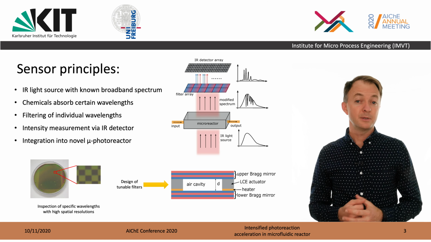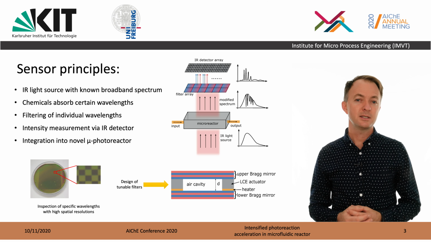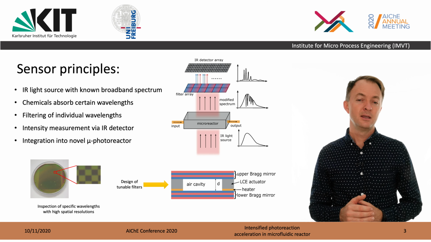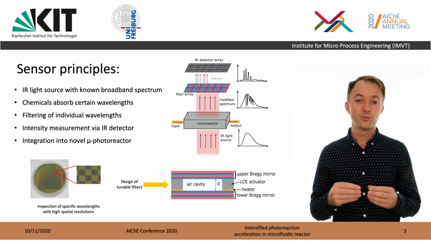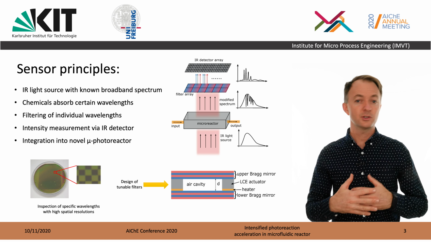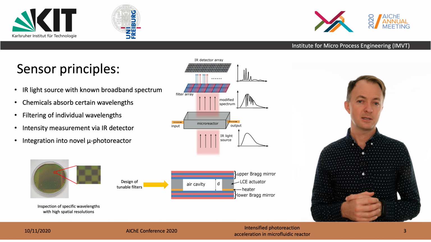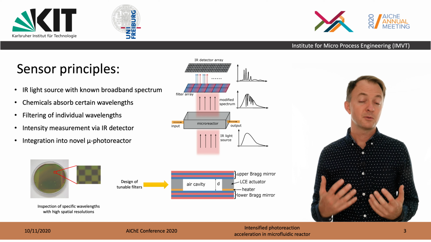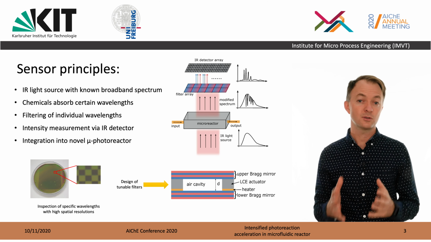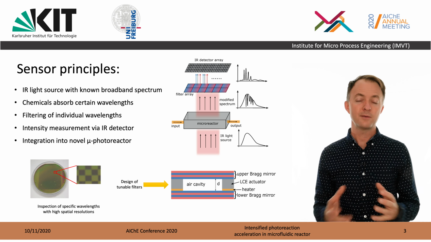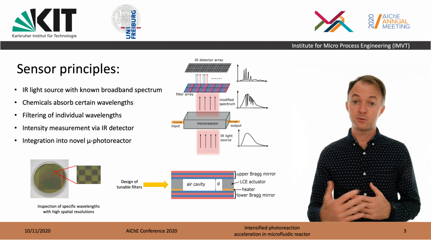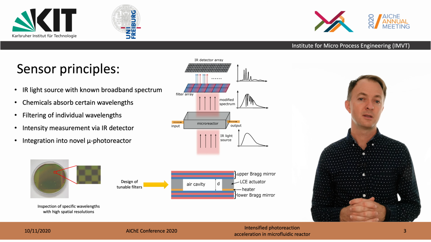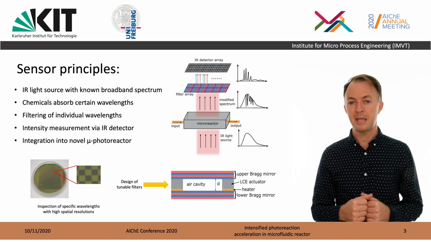A very important element of the concept that we are presenting is the in situ sensor. The way that this works is quite elegant. Firstly, we illuminate a small region of our reaction mixture with broad band, that means broad spectrum, infrared light. This light passes through the reaction mixture, and depending on the chemical species that are present, some of those will absorb particular regions of that broad spectrum of IR wavelengths. That means that the spectrum of the light that is present on the other side of the reaction mixture is different. It has particular absorption bands.